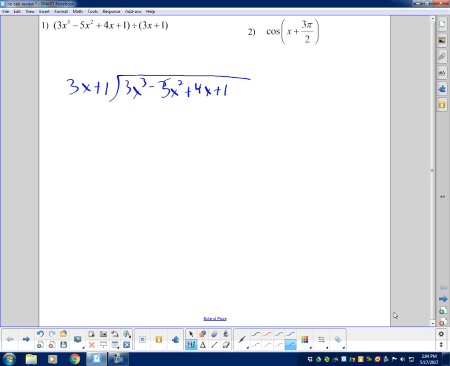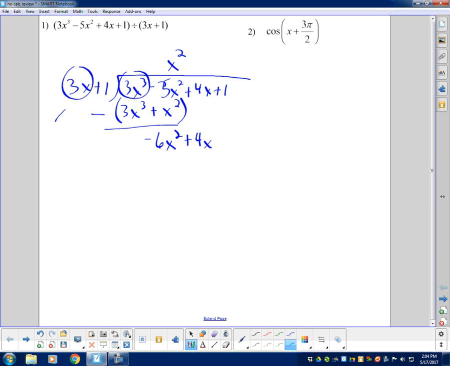And let's go ahead and divide. We're going to divide the first term into the first term here. 3x goes into 3x cubed, x squared times, and write x squared down, multiply, distribute. 3x cubed plus x squared. What I like to do is put parentheses around this and a minus sign to tell me I'm distributing that minus sign. So negative 5x squared minus x squared is negative 6x squared. Bring down the 4x. Now divide 3x into negative 6x squared. Goes negative 2x times.